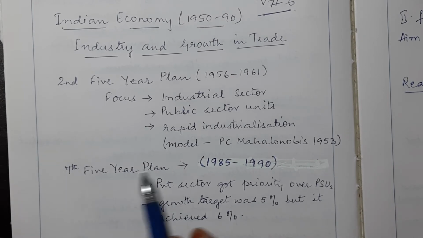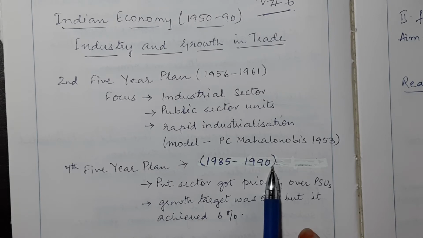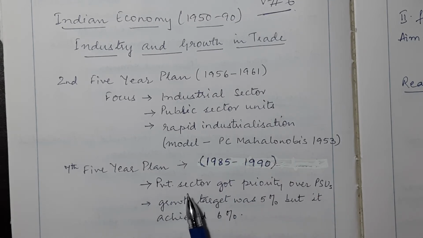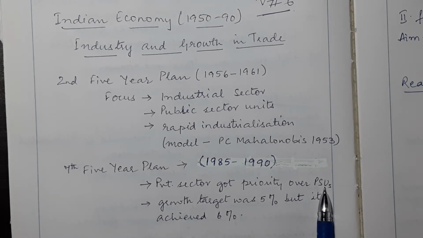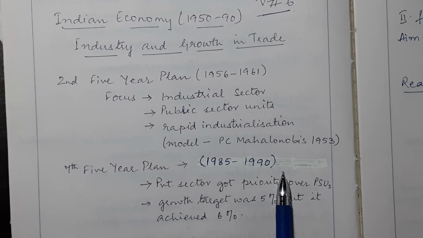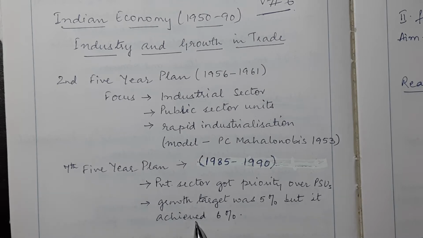Now, the seventh 5-year plan, which was between 1985 and 1990, also gave importance to the industrial sector. Here, for the first time, the private sector got priority over the public sector units, since for so long they only used to substitute the public sector units. During this time, the growth target was estimated to be 5%, but it achieved a growth rate of 6%.